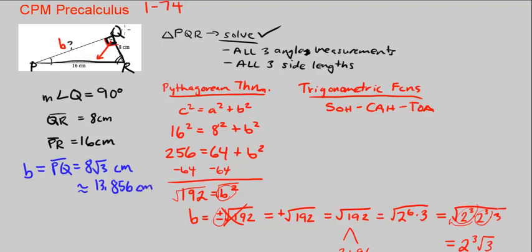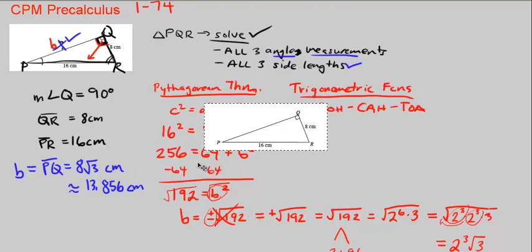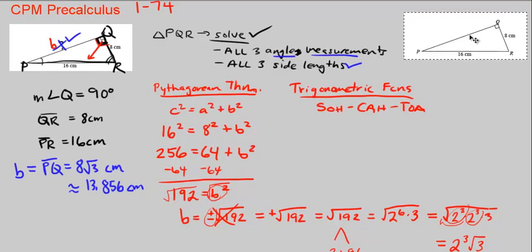Okay? So now we have all three sides, right? This is no longer a question mark. We have all three sides. And now we just need to get all three angle measurements. So let's move to the right.